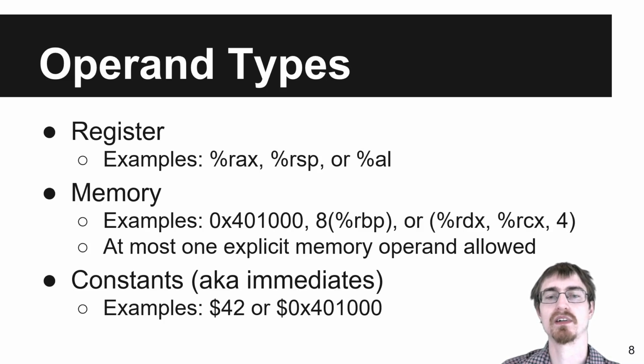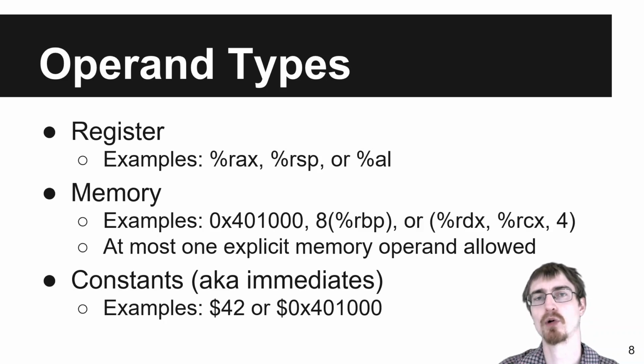One restriction is that only one explicit memory operand is allowed. For example, you cannot use the mov instruction to copy from one memory location to another. However, if the memory operand is implicit, this is possible. For example, you can have a push instruction that pushes some data from memory onto the stack, which is also in memory.